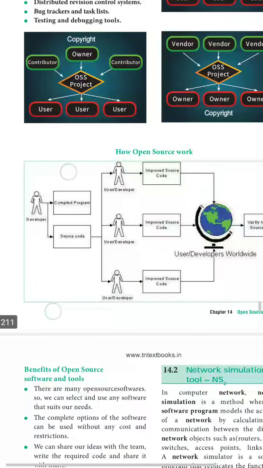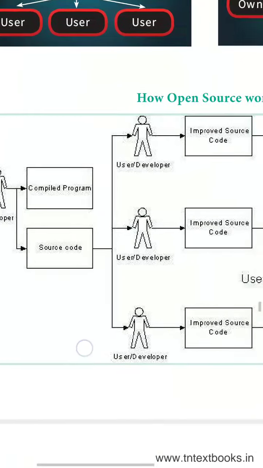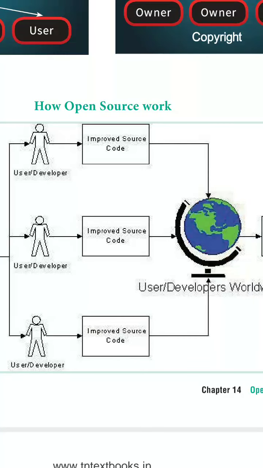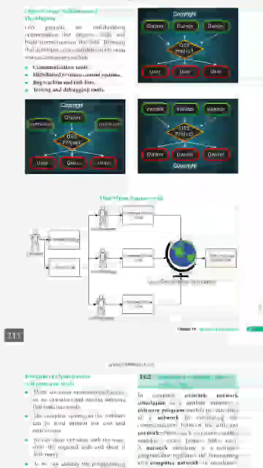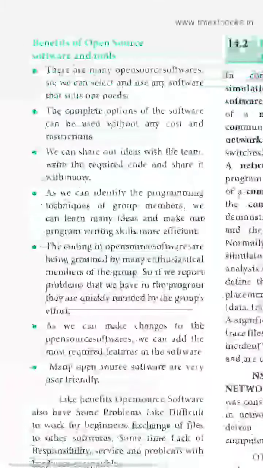So how does open source software work? A developer will compile a program, create the source code, and distribute it to users or developers. They will improve the source code and release the improved version on the World Wide Web. The vastly improved source code will be available on the internet. You can download it and use it on your computer. So this is the open source scenario.